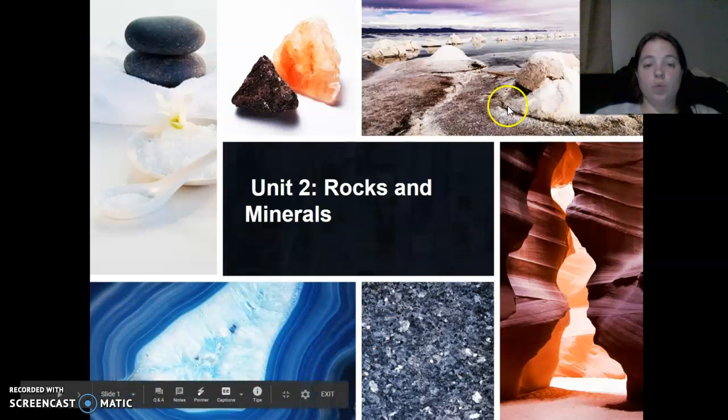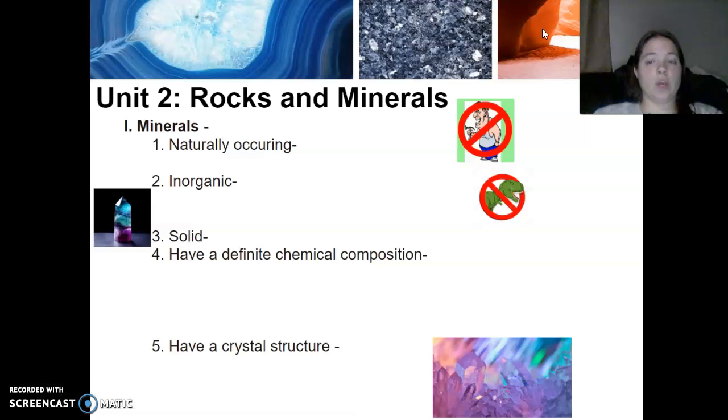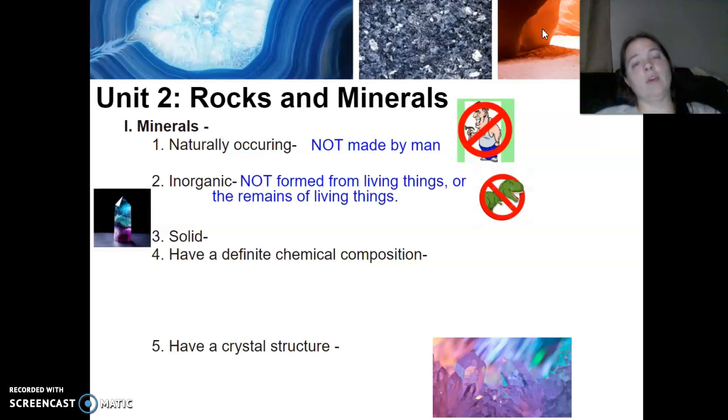So we're going to do rocks and minerals now. So first thing we're going to look at in rocks and minerals is minerals. We're going to start at the basics, start at the beginning. So minerals are naturally occurring, which means they're not man-made. They are inorganic, which means they're not made by living things or things that were living at one point in time. They're not made up that way.